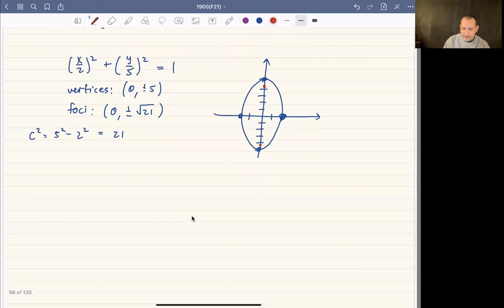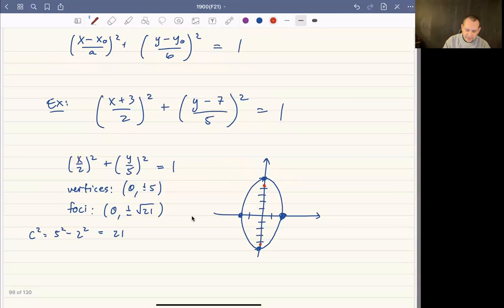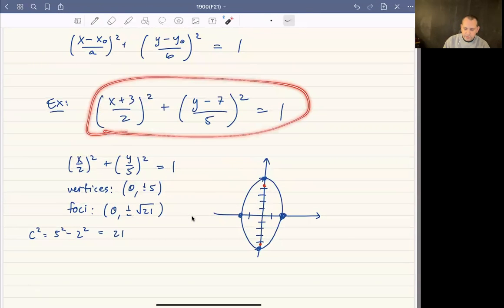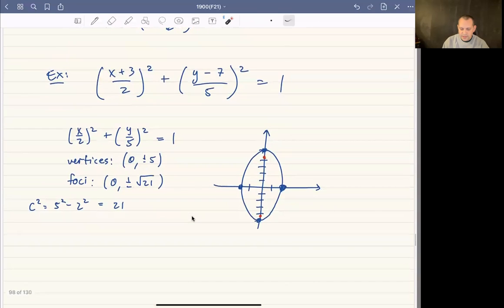Now we're ready to go back and look at the shifted conic. Basically, when we graph this, remember, if I have an x plus 3, this is going to move the entire graph 3 units to the left. And if we have a y minus 7, I don't know why I picked such a big number for 7, but we're going to move this 7 units up.